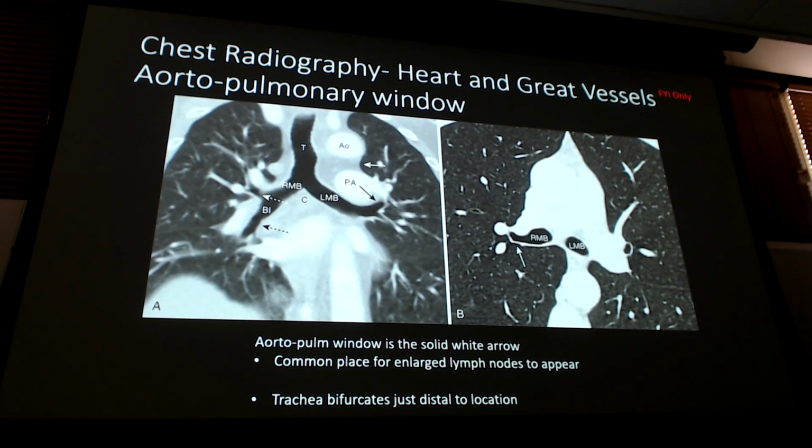This one's FYI, okay? So this kind of shows the right main bronchus and left main bronchus. Boy, look at that right one. Look at how vertical that is. Okay? And right here, right and left main bronchus, it's showing those breakoffs. The solid white arrow right here is sometimes where you get those lymph nodes to appear.